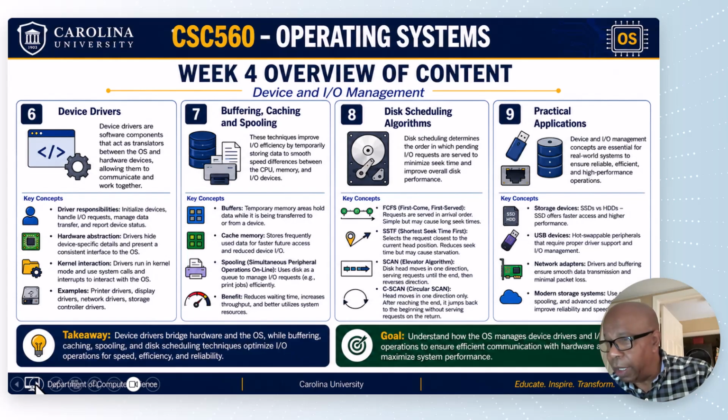C-SCAN, circular scan: the head moves in one direction only. After reaching the end, it jumps back to the beginning without servicing requests on the return. So instead of going forward, getting to the end, and then automatically turning around and going the other way, this one says I'm going to go to the end, and then once I hit the end, I'm going to start back at the beginning and go again. So there's a little difference between C-SCAN and regular SCAN as far as when I'm trying to find information.